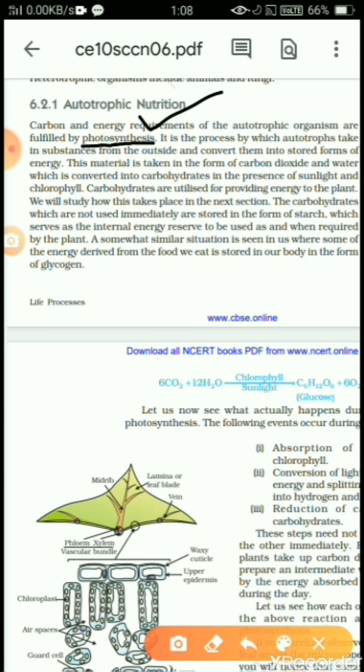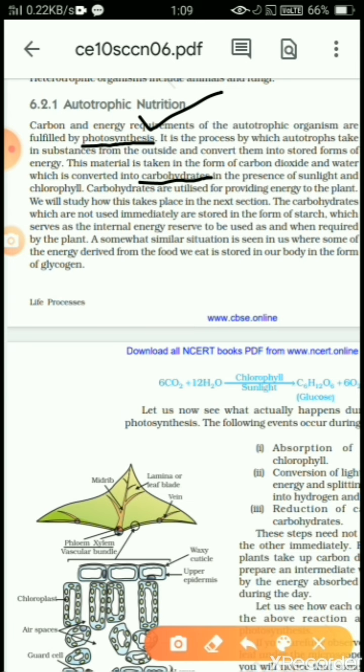This material is taken in the form of carbon dioxide and water, which is converted into carbohydrates like glucose in the presence of sunlight and chlorophyll. And carbohydrates are utilized for providing energy to the plants.